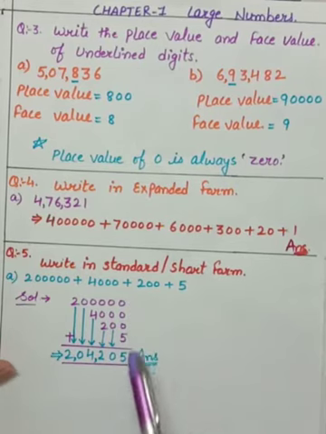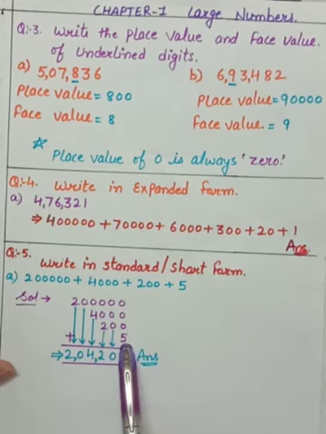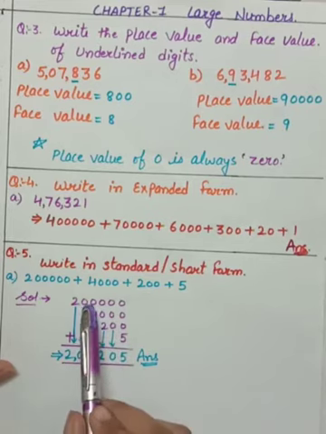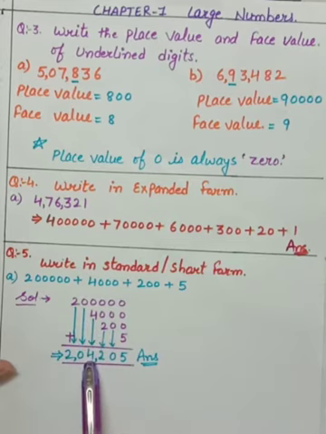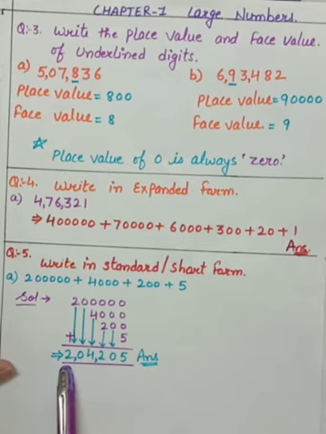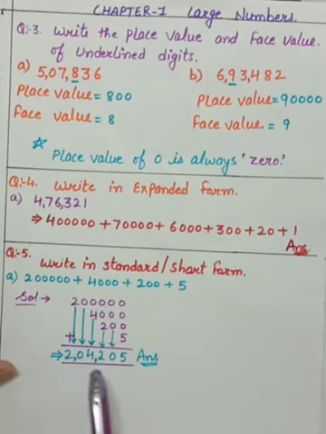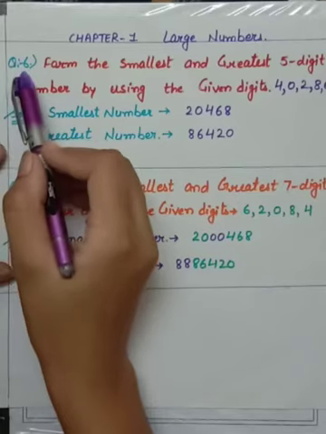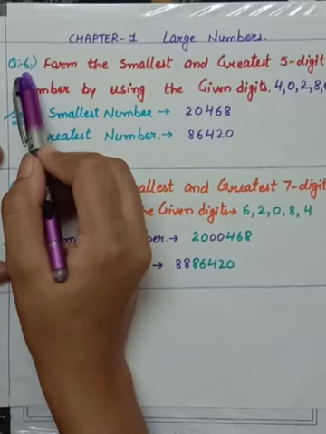Start from the last column now. In the last column all are zeros, but when we add 0 with 5, then 5 will come. In the next column 0 only. In the next column 2 will come. In the next column 0 plus 4, that is 4. In the next column 0. In the next column 2. So students, the short form answer becomes 2,04,205.